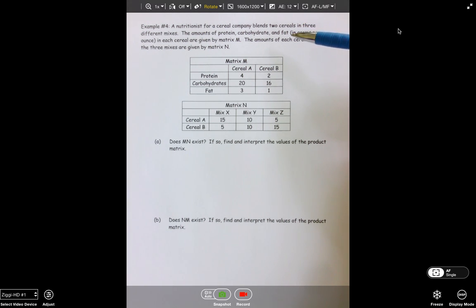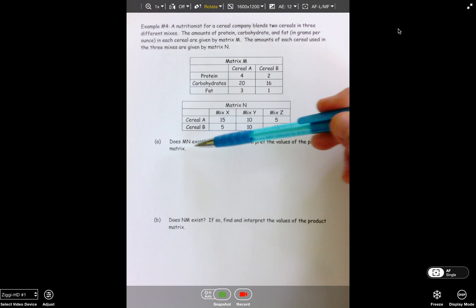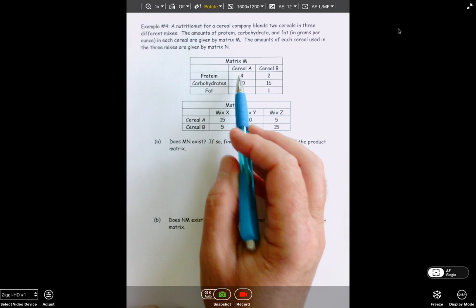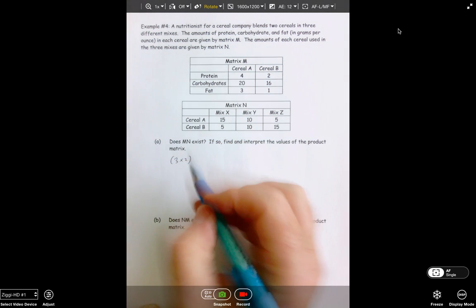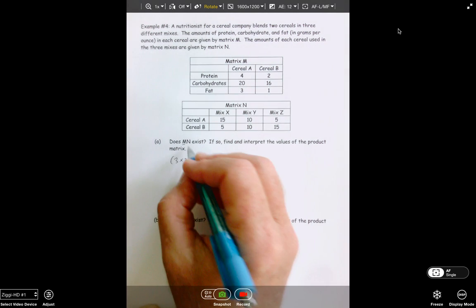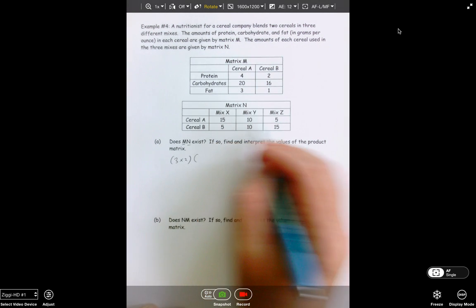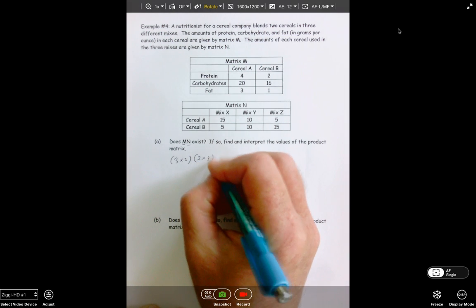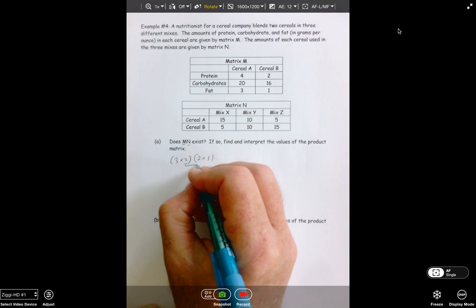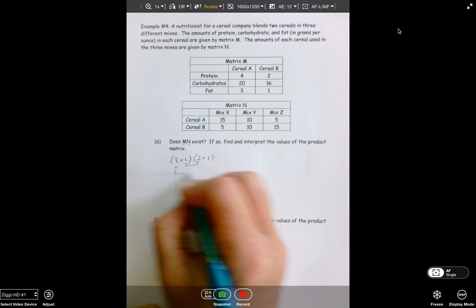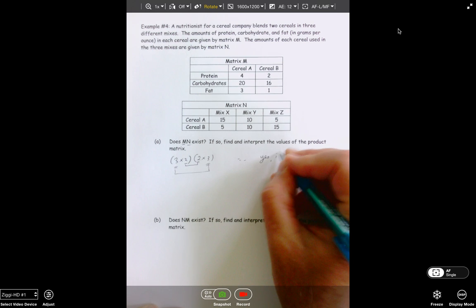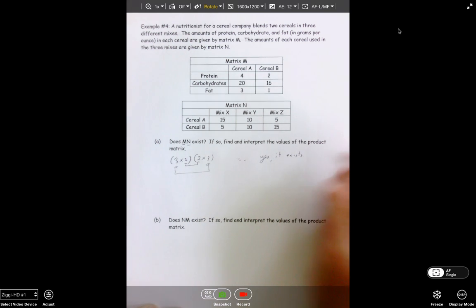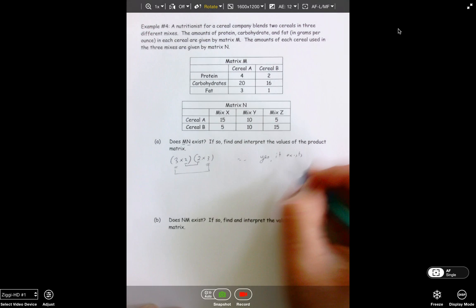So the question here is, does M times N exist? Well, we can look at M and see that M is a 3 by 2 matrix. And we can look at N and see that this is a 2 by 3 matrix. So these two numbers have to be the same, and the product matrix will be a 3 by 3. So yes, it exists, and the product will be a 3 by 3.